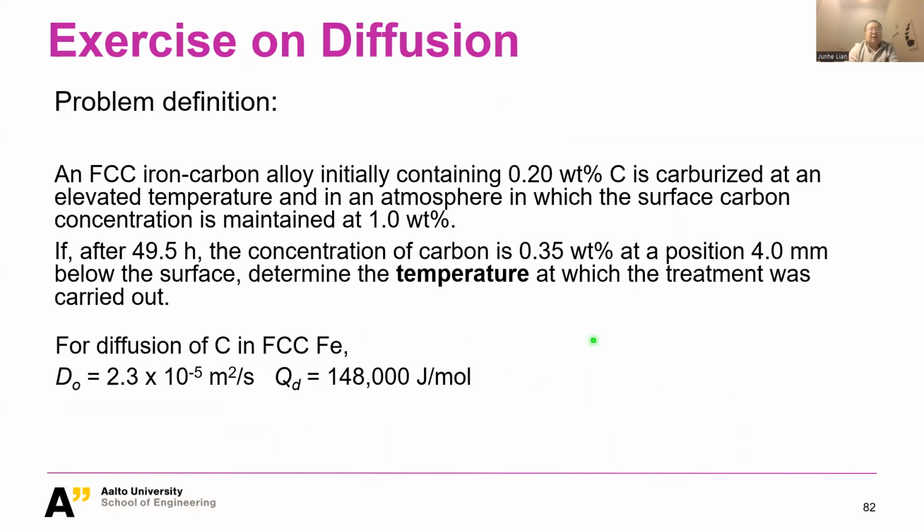All right, here I'm trying to give you an example problem to deepen your understanding about diffusion. The problem is described as follows. Let's say you have an FCC iron carbon alloy, so FCC is steel, basically, containing already 0.2% of carbon. But you still want to make this steel, let's say it's a gear, harder. How do you do it? So you use the carburization process.